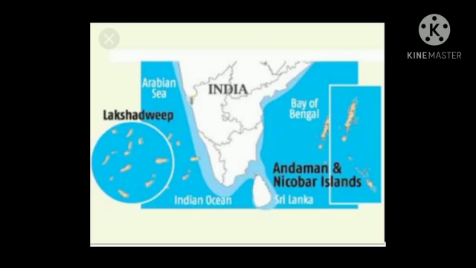Now let's learn about the island region. Apart from the mainland, India also has two island groups. On the eastern side lies a group of islands in the Bay of Bengal called the Andaman and Nicobar Islands. Another group of islands found on the western side in the Arabian Sea is called the Lakshadweep Islands, as they are shown in the map.